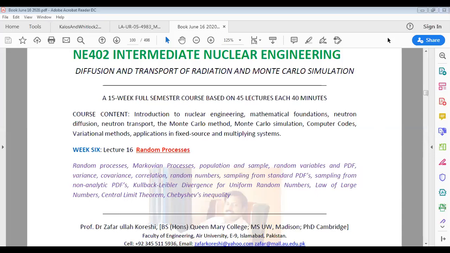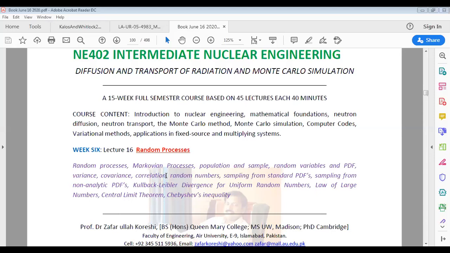Okay, so let's now begin lecture 16, random processes. This is the second in a series of lectures on random processes. Yesterday in lecture number 15, I discussed random processes and Markovian processes, population and sample, and random variables. Also, I did PDF and an example on variance, covariance, and correlation. So this was covered from random processes to correlation in lecture number 15.